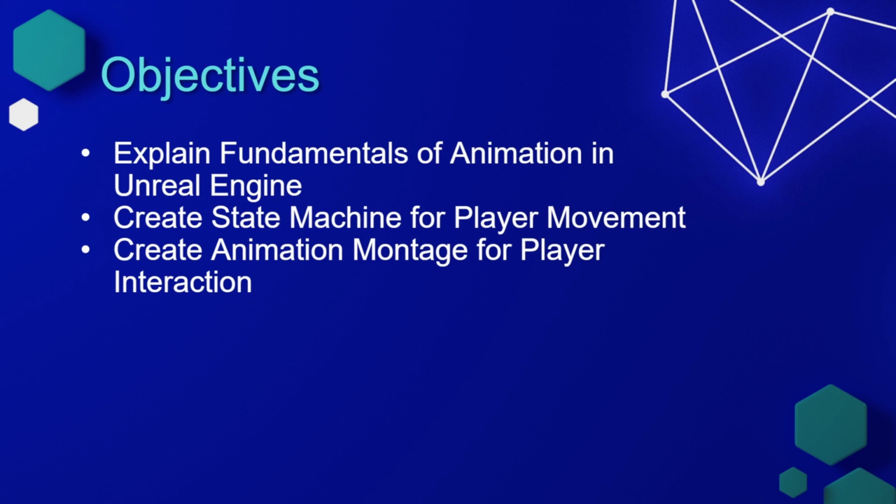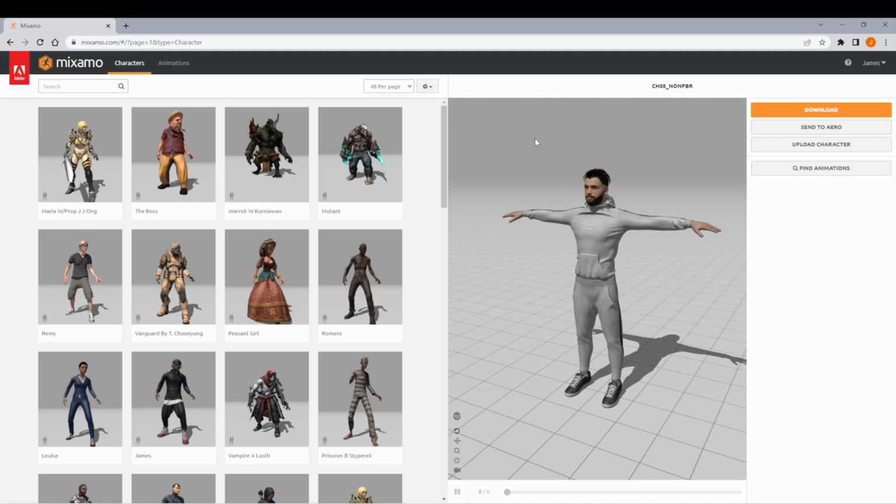We're going to create a state machine for player movement, and we're also going to create an animation montage for player interaction. Let's start by getting a few assets from Mixamo. Mixamo.com is a free service where you can get access to character models and animations. These are free to use in your project without ever needing to buy a license.